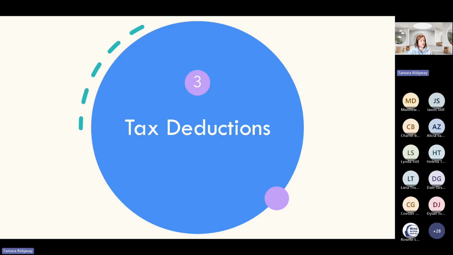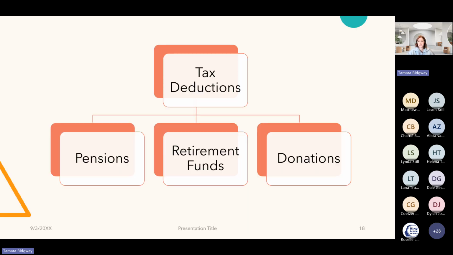All right, then we get to tax deductions. Now this I broke up into three areas: pensions, retirement funds, and then donations. I have realized not all teachers teach or mention donations, but I do think it's important that we do, because they could creep in at any time.